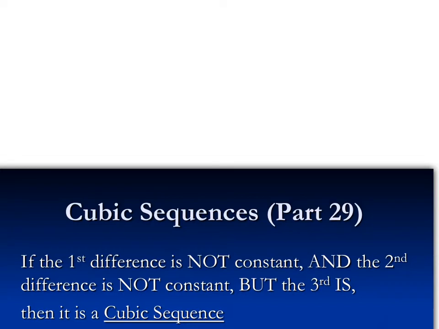So first, let's do the definition. A cubic sequence is one in which the first difference is not constant. Okay, that would be linear. And the second difference is not constant. That would be quadratic. But the third is constant. So if you have that, then it's a cubic sequence.